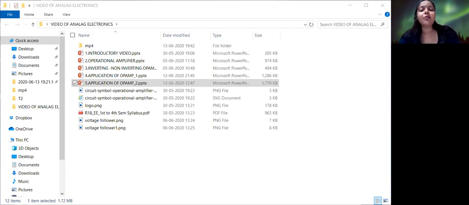That is, the output voltage becomes proportional to the integration of the input voltage. The op-amp integrator produces an output voltage, the same thing I have told you, which is proportional to the integral of the input voltage.